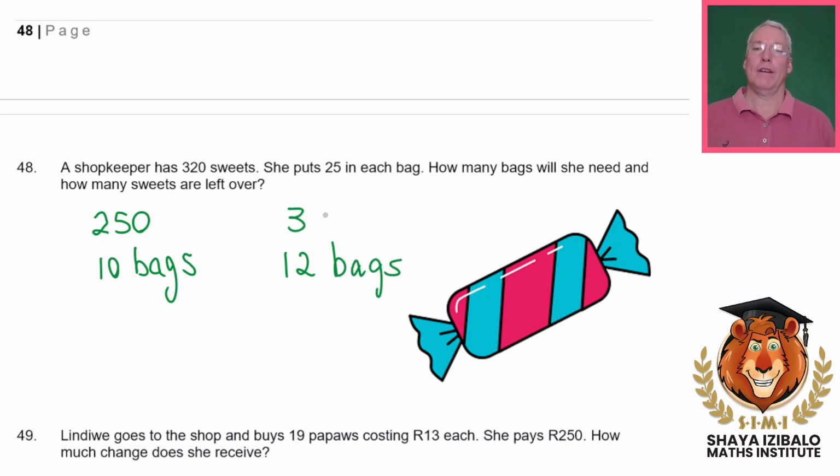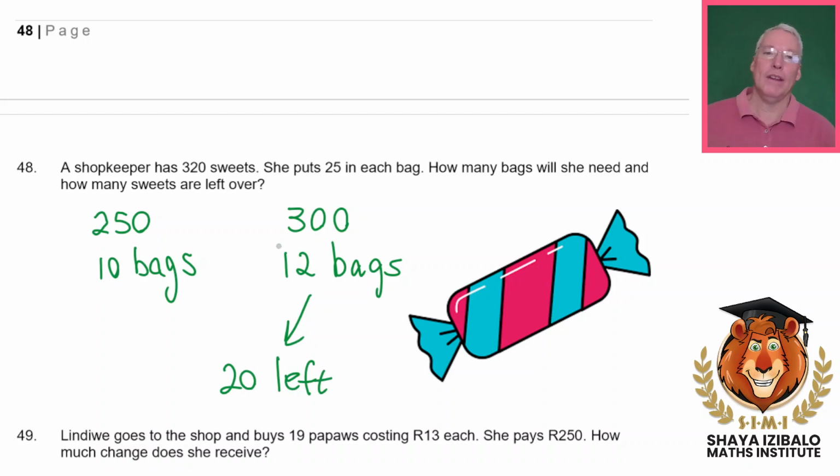she's actually used 300 sweets. And can she do another bag? No, because she's only got 20 sweets left. So the final answer to this is 12 bags, 20 sweets left. There's lots of ways of doing that question, but hopefully we're getting better with numbers and we can work that out.